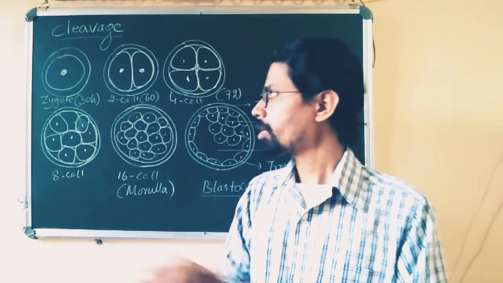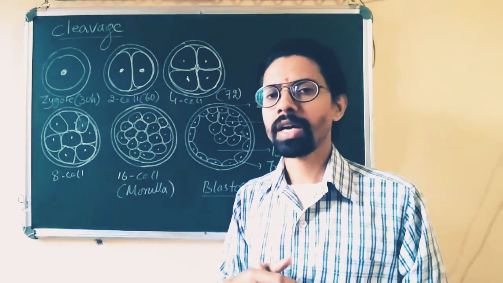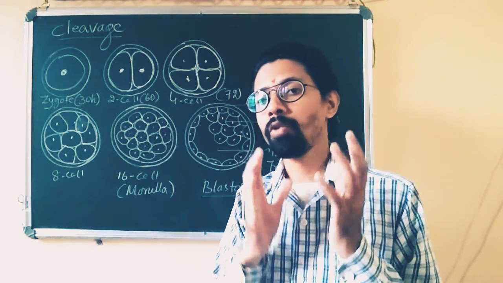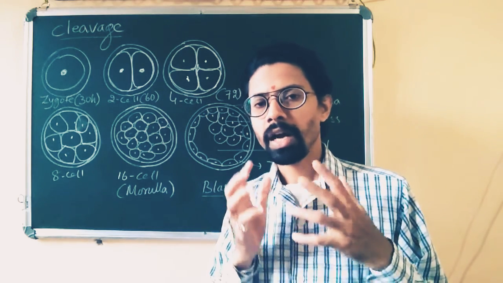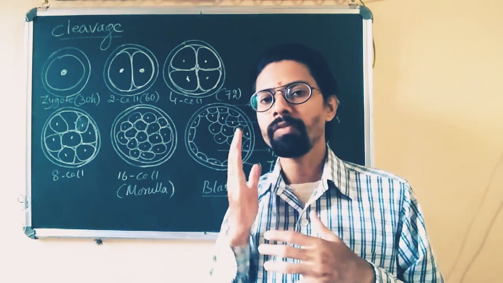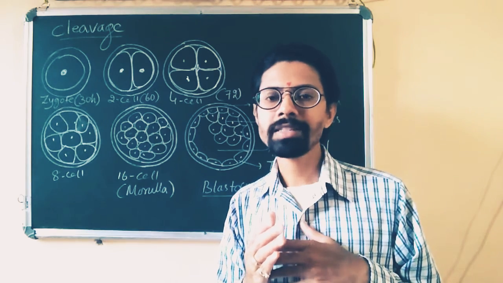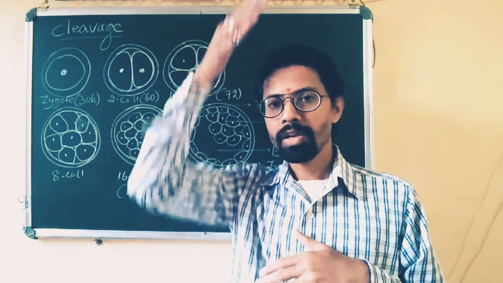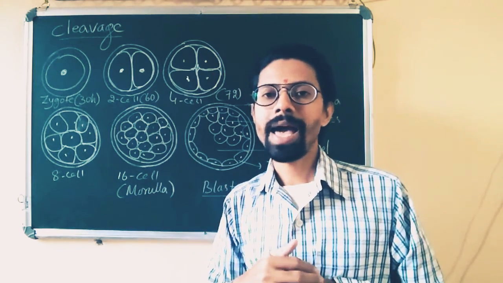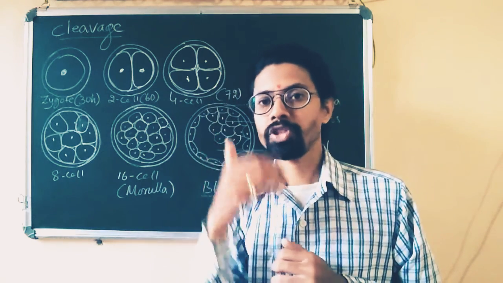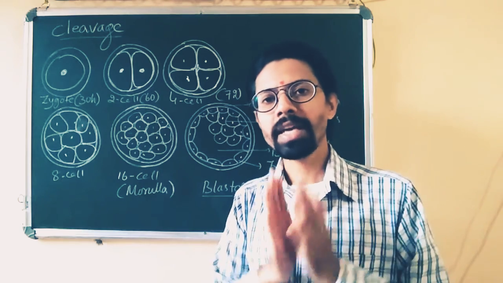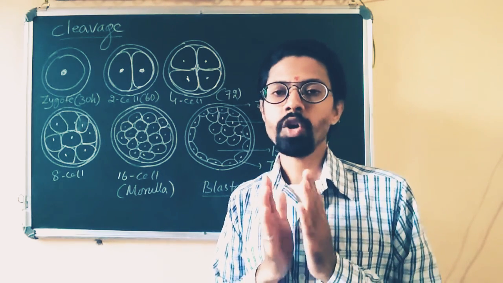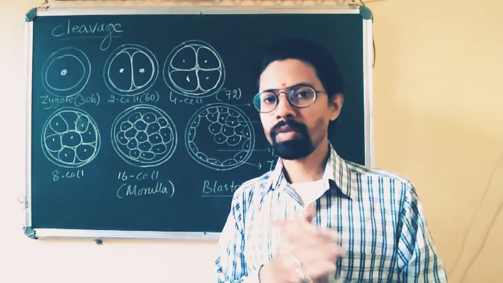The first zygotic division occurs within 24 to 30 hours of fertilization. The first division is along a longitudinal axis, that is, from the animal pole to the vegetal pole. You can see the diagram. It is holoblastic and equal cleavage.